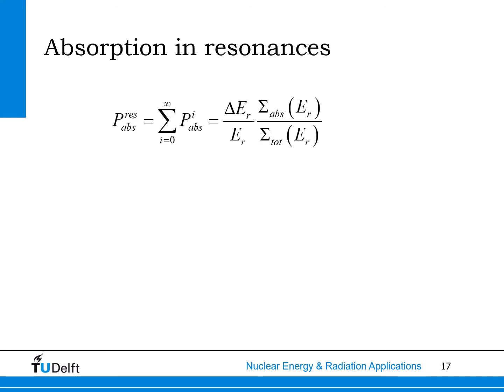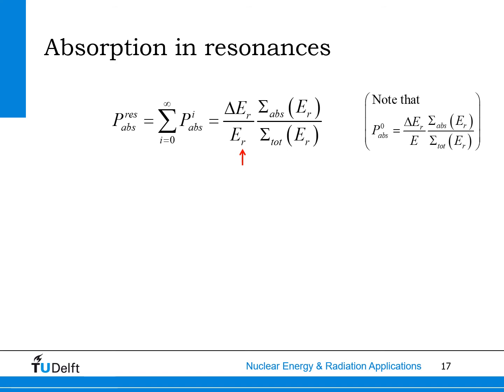The total absorption probability is the sum of all partial probabilities shown before, which can easily be calculated numerically using the expressions on the previous slide. The result is shown here. It looks very much like the P0 given before, but the difference is in the denominator, which now contains the energy of the resonance, ER, instead of the energy of the initial neutron, E.